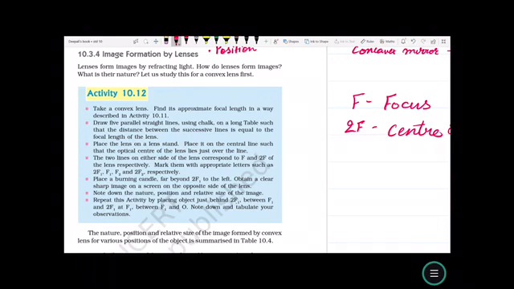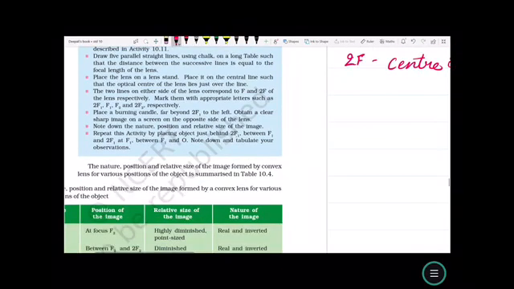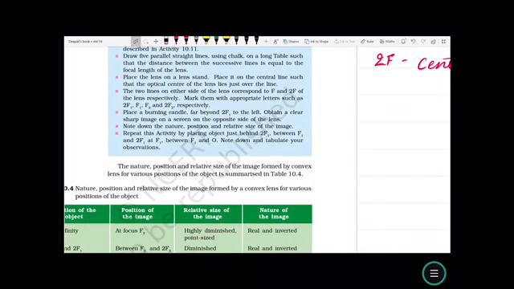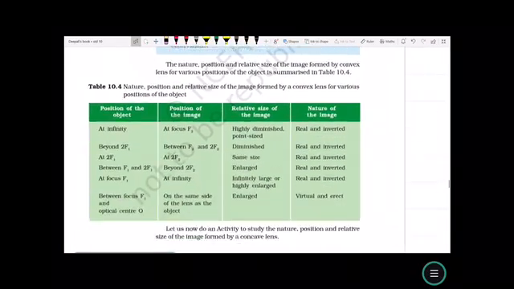Yes, because beyond 2F1, at infinite distance, is beyond C; between F1 and 2F1 is between F and C; at F is at the focus; and between F and O is between the pole and the focus, or here we will take it as the optical center. The nature, position and relative size of the image formed by the convex lens for various positions of the object is summarized below.